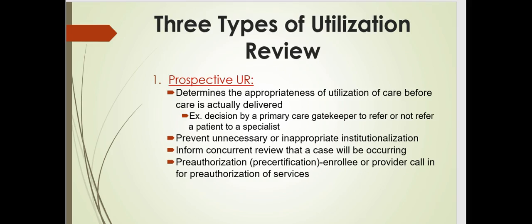Now, first, I will begin with the prospective utilization review, which is listed on this slide. Under this method, appropriateness of utilization is determined before the care is actually delivered. The decision by a primary care gatekeeper to refer or not refer a patient to a specialist is a type of prospective utilization review. Other examples include pre-authorization of hospital admission and second opinions for surgical procedures. The main benefit of prospective review is that it prevents unnecessary or inappropriate services before they're rendered.